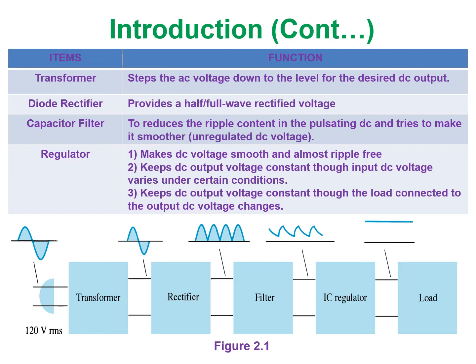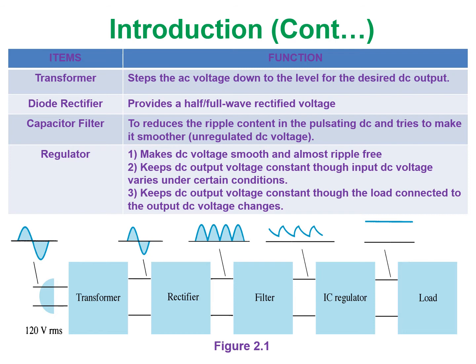And the capacitor filter. In this chapter we will have 2 levels of filter. The first level has only 1 capacitor, and in the other level we add another capacitor and also a resistor. What is the function? To reduce the ripple content in the pulsating DC and make it smoother. It is not smooth yet, but smoother than the rectified voltage.